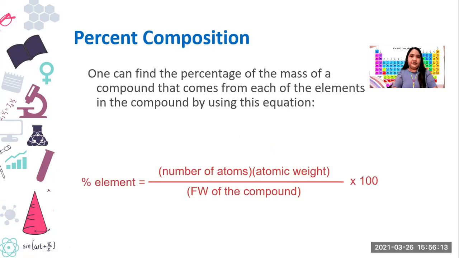For percent composition, if you just want to get the percentage of the mass of a certain element in the whole compound, you can use this formula. Percent of the element is equal to the number of atoms times atomic weight all over the formula weight of the compound times 100. Of course, later on, there will be examples for this wherein I'll be solving one equation and using different scenarios to be able to get the different numerical variables that we need.